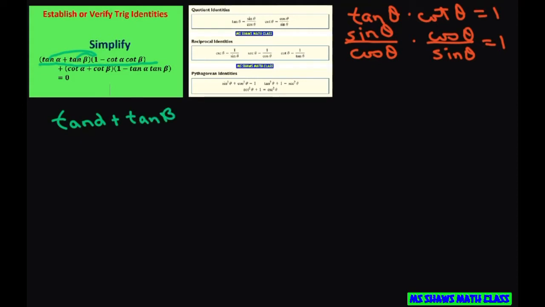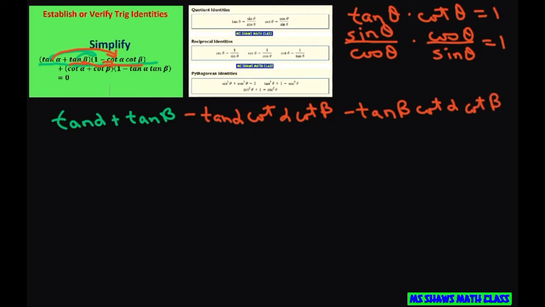The next step is to multiply tan of alpha times this whole thing, and then tan of beta. So that's going to give you minus, sorry, minus tan of alpha, and then multiply times cotan alpha, cotan beta, and now do your tan of beta. So that's going to be minus tan of beta, and then you have your cotan alpha, cotan beta. All right. Looks like Greek, right?